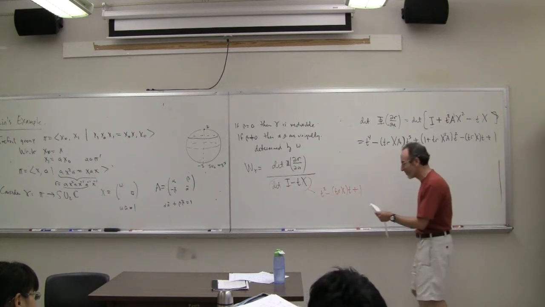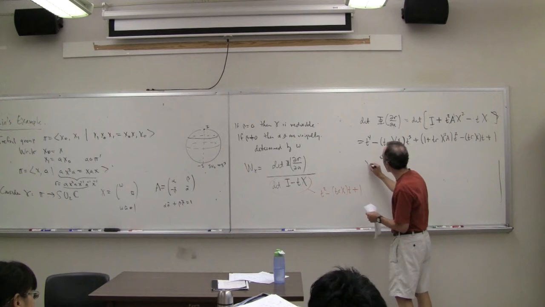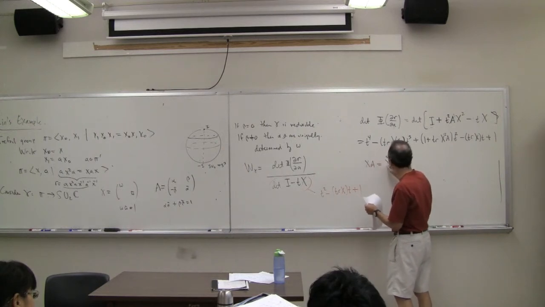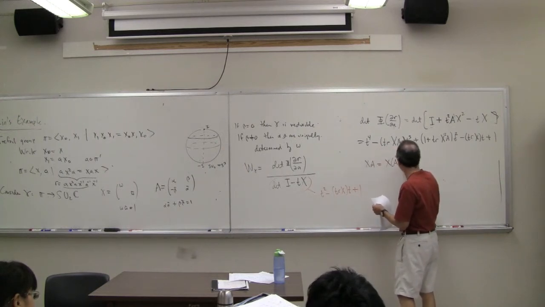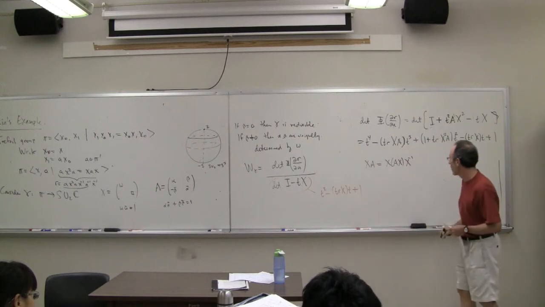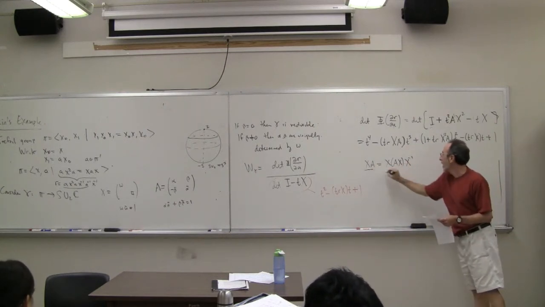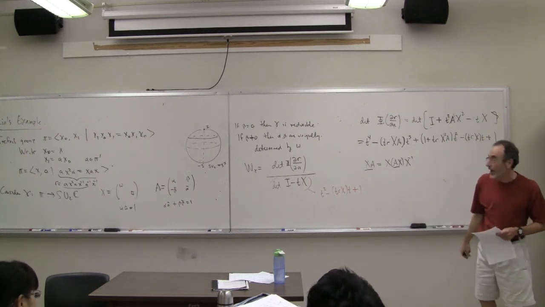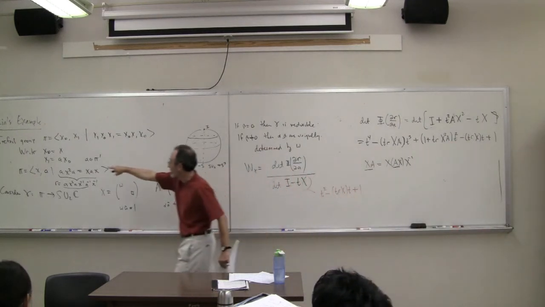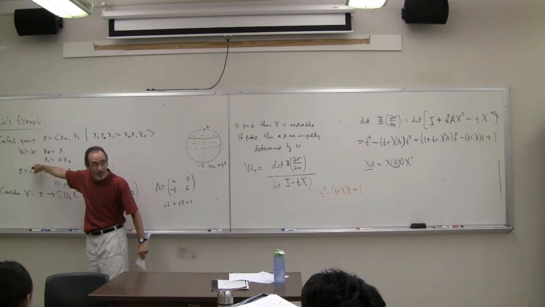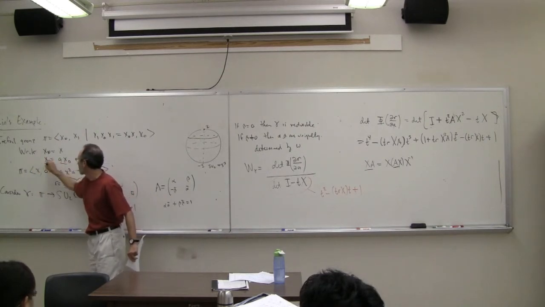Okay, so what about these? Well, xa is the same as x times ax x inverse, you see? So xa is conjugate to ax. And ax is just the meridian. ax is just x1.